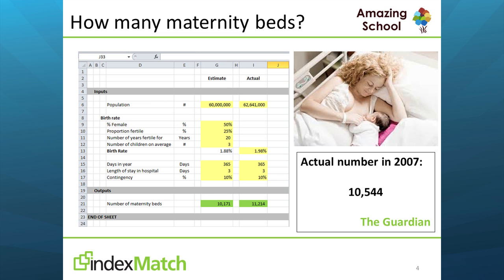You need to know how many days there are in a year and the length of stay in hospital. And you might want to apply a contingency because you might understand that if government gets this wrong, it's really, really bad frontline news. So this is a question that we would ask. And as I said, many people get it wrong.